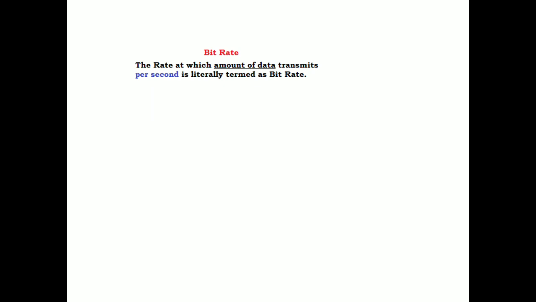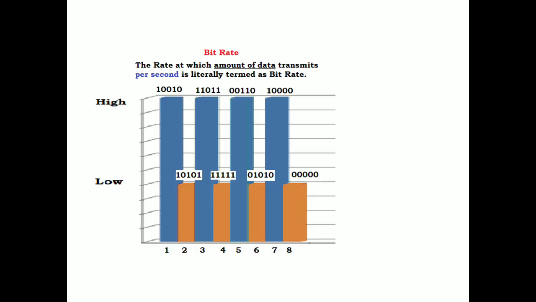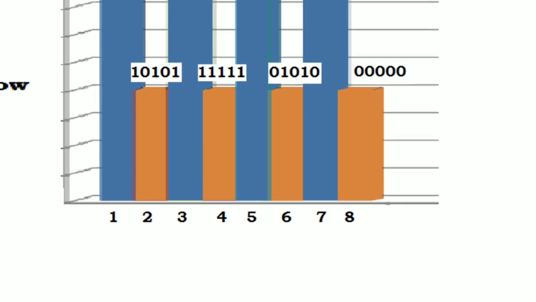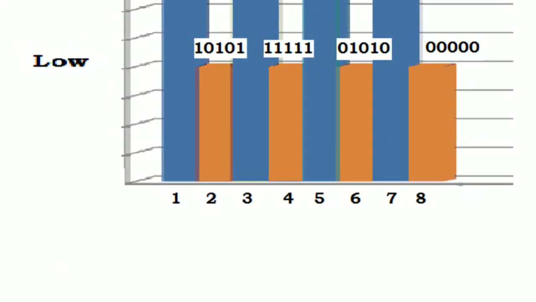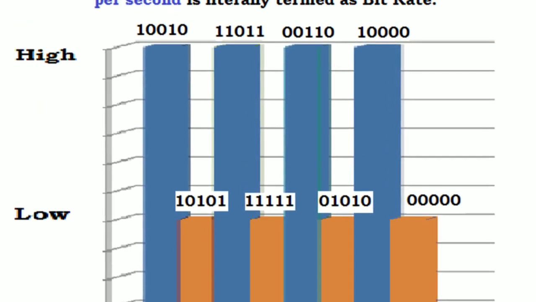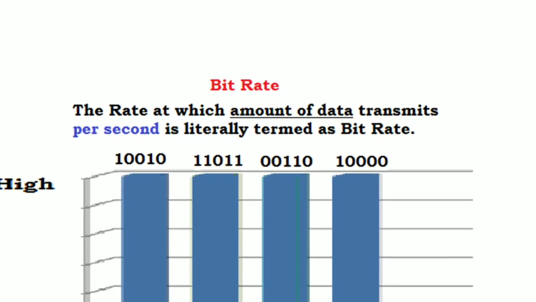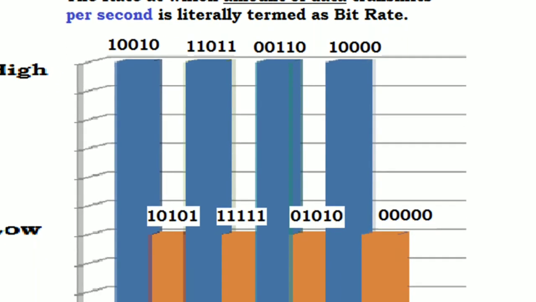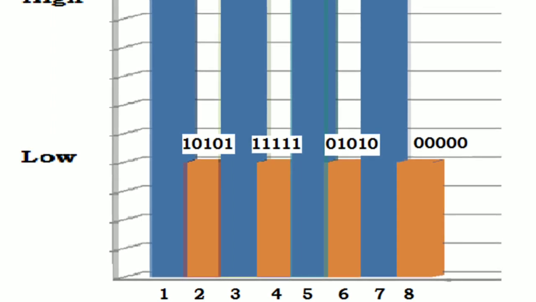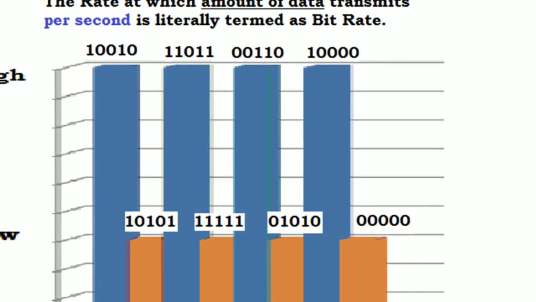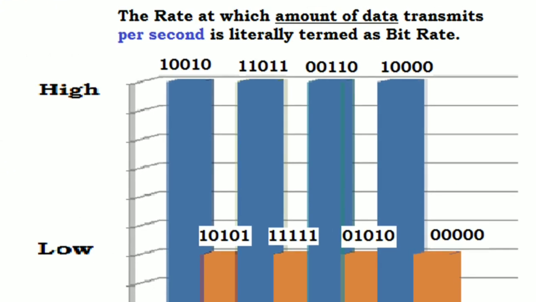Bit rate: the rate at which the amount of data transmits per second is literally termed as bit rate. For your easy understanding, I can give you a graph. Here we have the seconds, 1, 2, 3, 4, 5, 6, 7. Then there are bit patterns like 10010, 10101, 11111, 0101, 0000. These are all data. So for one second, how many bits of data are transmitting, that is called bit rate.